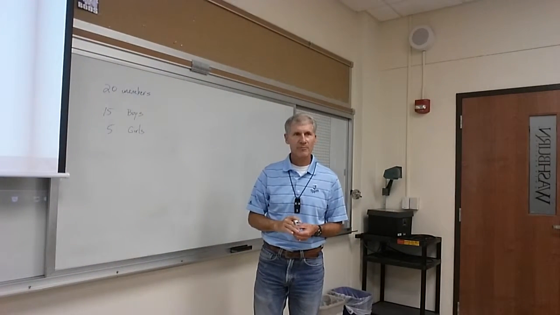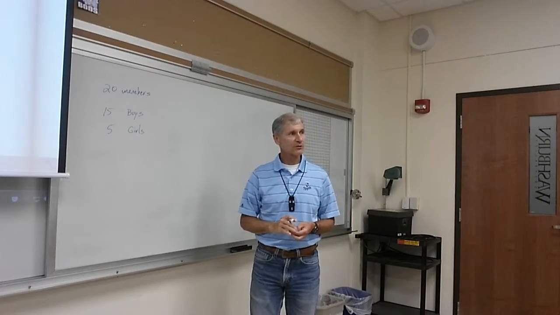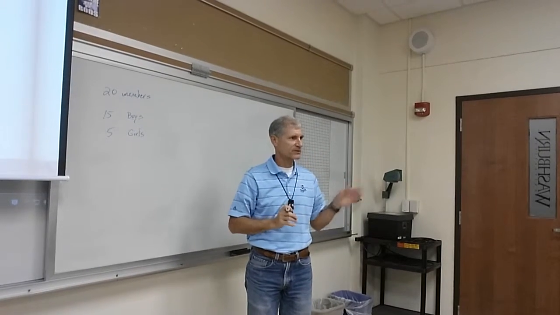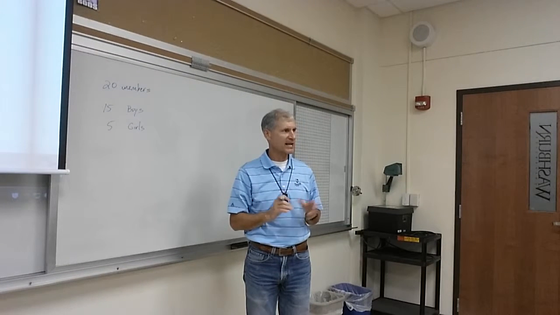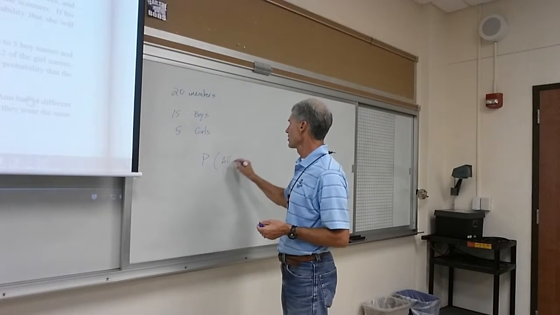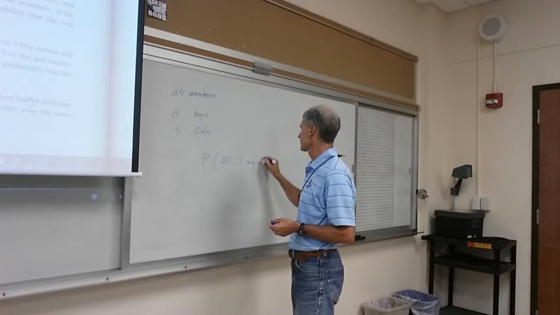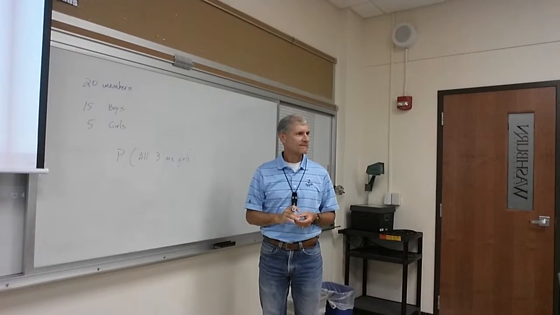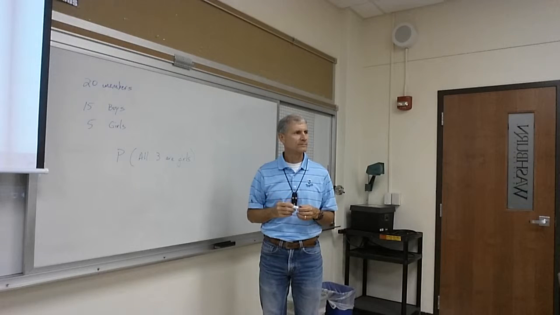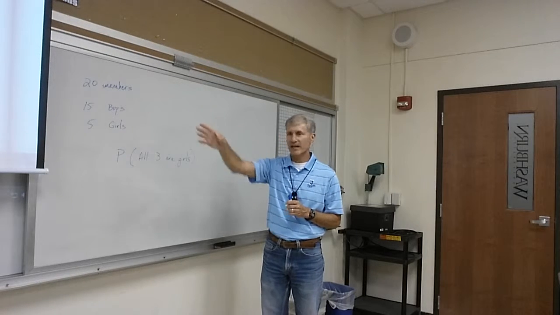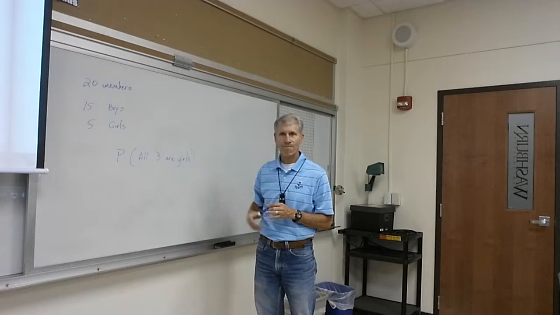Okay? Everybody keeping up? Now, you're going to put all 20 names in a hat, and you're going to pull out 3 of them to be the officers. Okay? You're going to randomly choose 3 to be the officers. What's the probability that all 3 are girls? Compute that probability. And you can do it with the fundamental principle of counting, or you can do it with the multiplication rule.